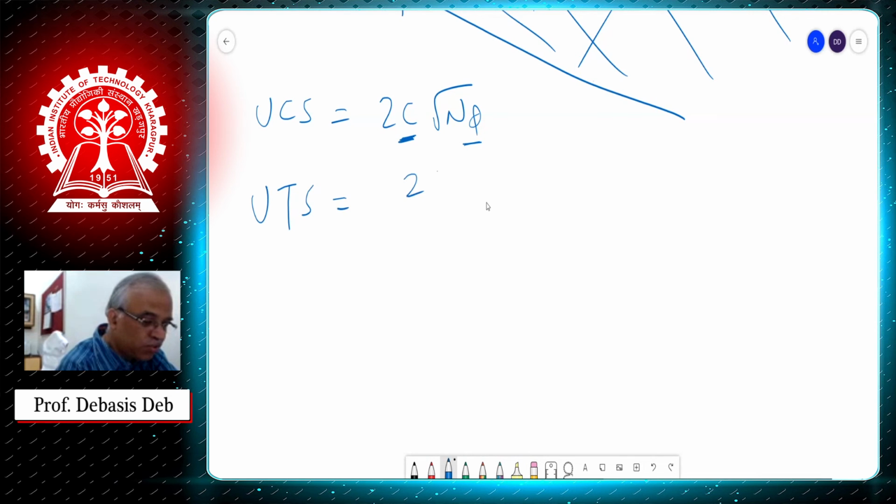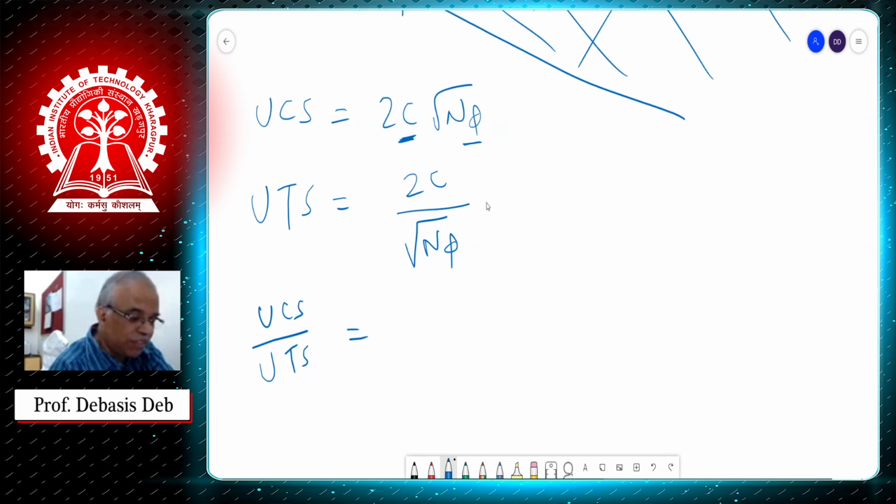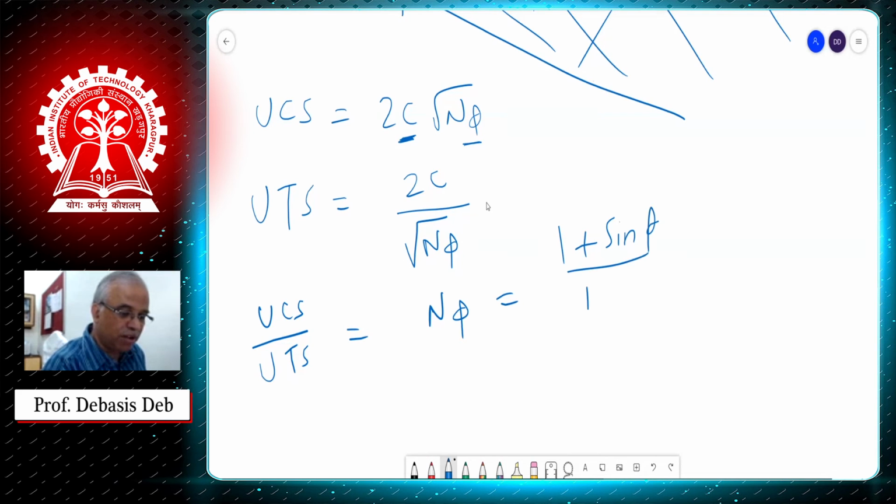UTS is 2C over square root of N phi, although there will be a minus, but I'm just taking the value. Both of them I'm taking as theoretical. Now I'm taking the ratio UCS divided by UTS, and this will give me the value N phi. Now, this is nothing but 1 plus sine phi over 1 minus sine phi.